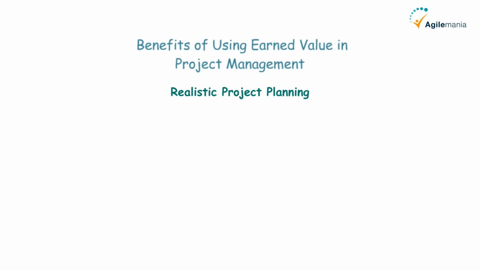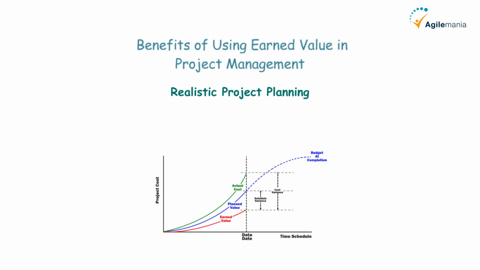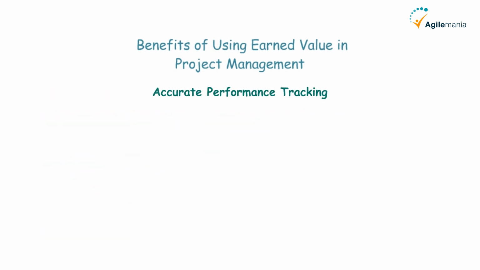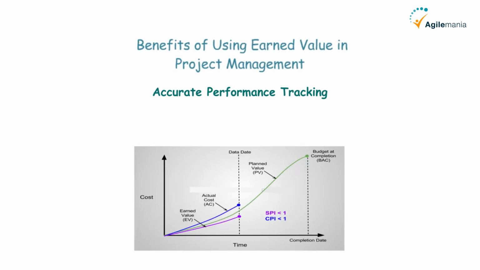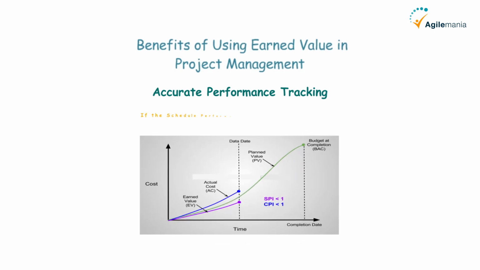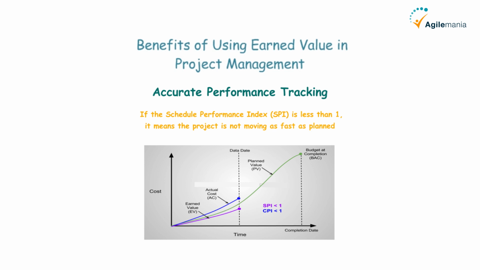Next, realistic project planning. Earned value, EV, helps in planning budgets and timelines wisely. If a project is supposed to cost $100,000 in 6 months but after 3 months, the EV is only $40,000, it means the project is falling behind schedule. Next, accurate performance tracking. Earned value, EV, acts like a progress report for a project. If the Schedule Performance Index, SPI, is less than 1, it means the project is not moving as fast as planned. This helps in taking corrective steps.